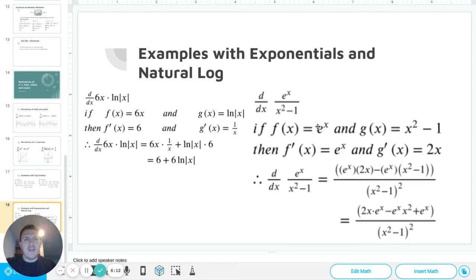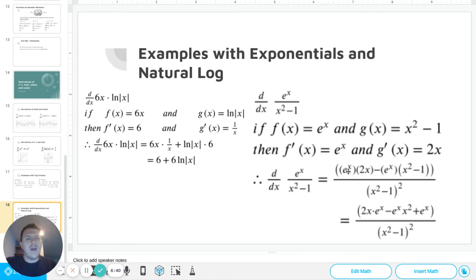So derivative of e to the x is just e to the x, and the derivative of x squared minus 1 using our power rule is 2x. So what we're going to do is take the derivative of our first function, our numerator, and multiply it by the original function, which I put over here on the right side, and then f of x, or I'm sorry, f of x is equal to e to the x times the derivative of the second function, the denominator. And that's what I have right here.